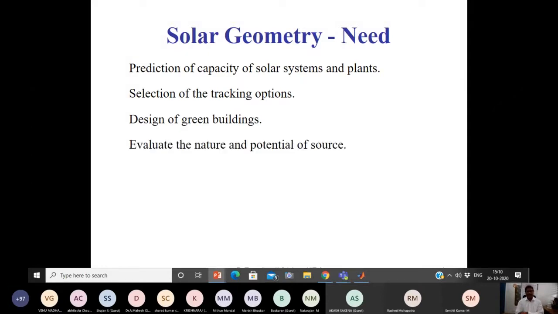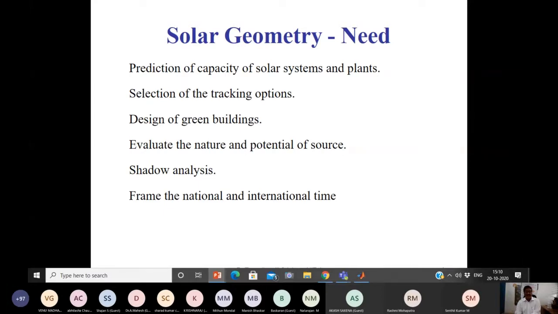And evaluate the nature and potential of the source. The nature and potential of the source, we can find through the estimation of solar radiation. Beam radiation as well as global radiation can be estimated from this geometry. As I mentioned, there is a relation between shadow analysis and the design of green buildings.